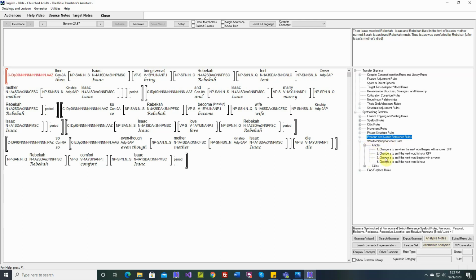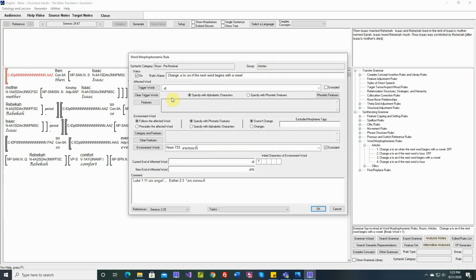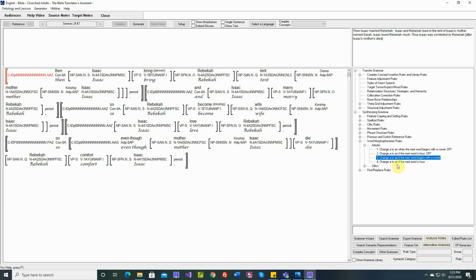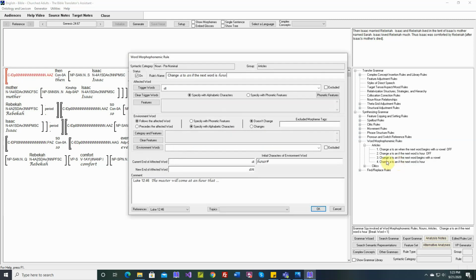So for example, this rule will change a to an if the next word begins with a vowel. But there's one exception, eunuch. We don't say an eunuch, we say a eunuch. So that's what the morphophonemic rule does. This changes a to an before the word our.